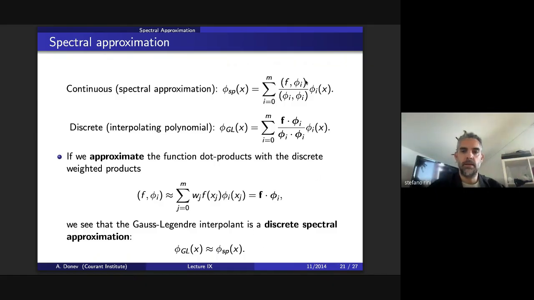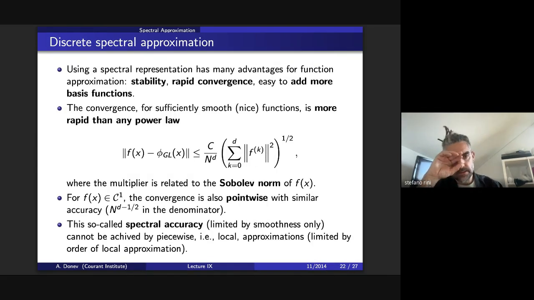So here we take the function to be a continuous function. Here we evaluate it over the nodes, and we get that this is good. Using the spectral representation has many advantages for functional approximation. This is more stable, converges rapidly, and you can always add more basis functions very easily.